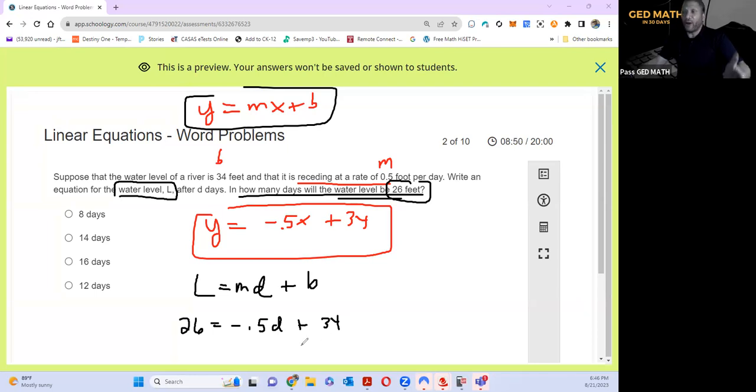So this is our equation: 26 equals negative 0.5d plus 34. Why is it negative 0.5 again? Because it's receding, it's going down. So how do we solve for d? What do we need to get rid of first? We subtract 34 on both sides. Now I'm running out of room, so I'm going to move it over. So what's negative 34 plus 26?